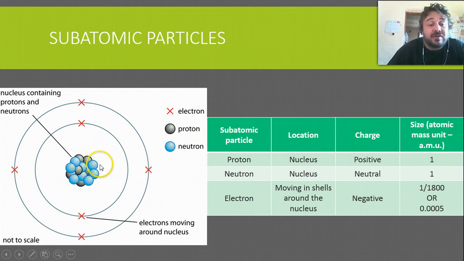So, let's have a look at the protons first. They live in the nucleus, they have a positive charge, and they've got a size of 1 atomic mass unit. Okay, now that's based on basically the size of a hydrogen. Neutrons, they live in the nucleus. They have no charge though, they are neutral. So they have no charge at all.